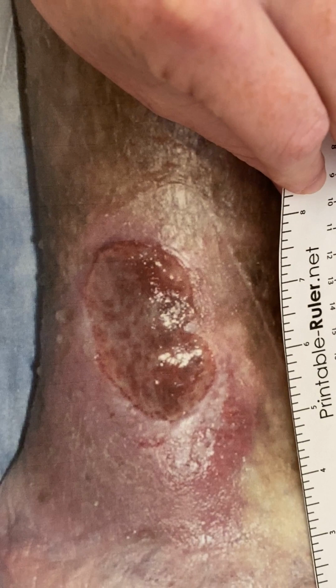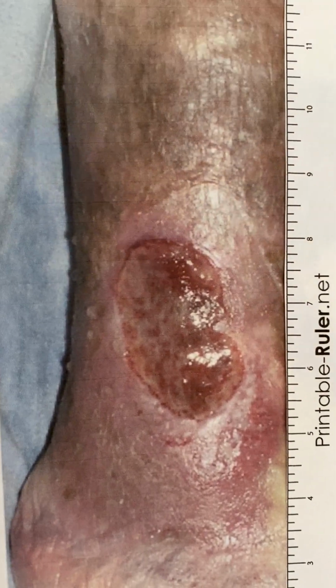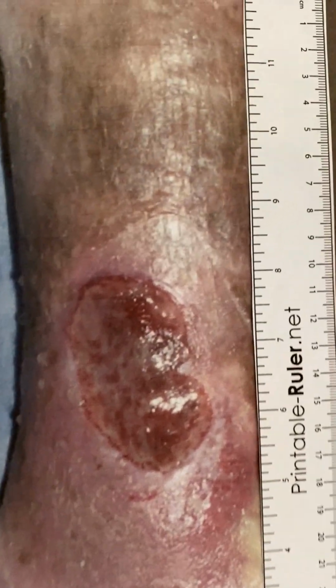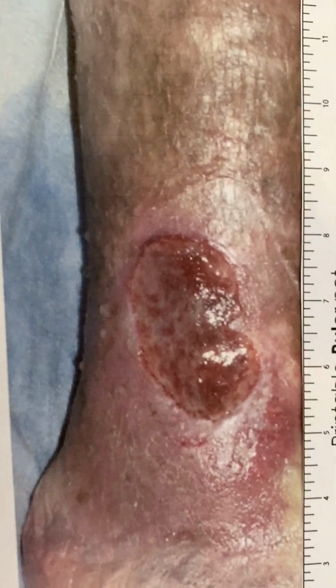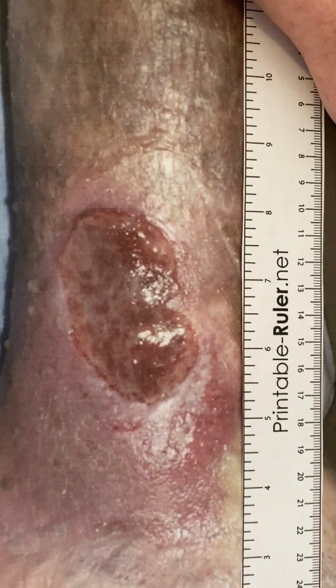The depth is not included in this because it's 2D, and it does look more superficial, but if I needed to document that, I would put less than 0.1 centimeter for Medicare purposes, unless I could get a definite measurement of it.